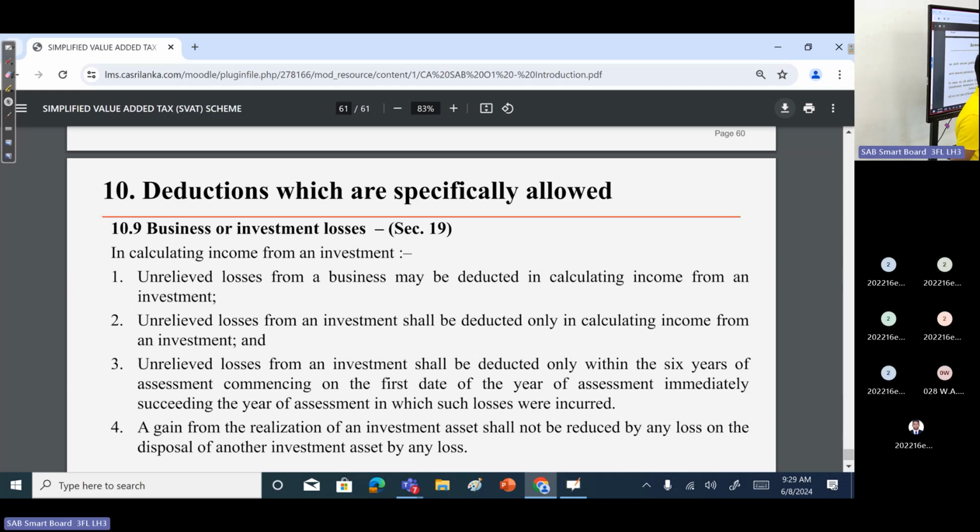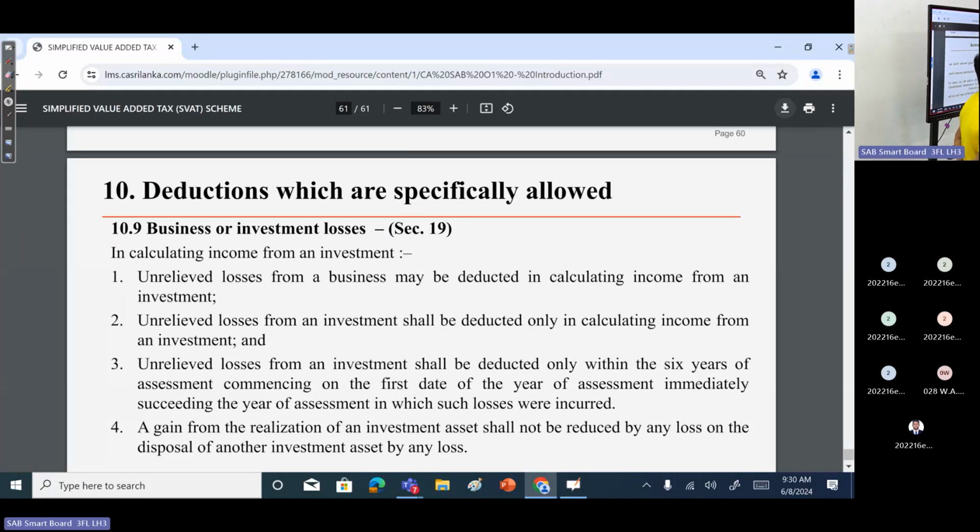Directly it says investment losses cannot be set off against business income. Right? But first thing it says business losses may be deducted in calculating investment income. Right? Directly says unrealized loss from an investment shall be deducted only within the 6 years of assessment, commencing on the first day of the year of assessment immediately succeeding the year of assessment in which such losses were incurred. So they have given another 6 years to set off.